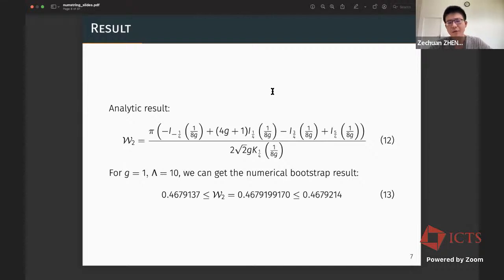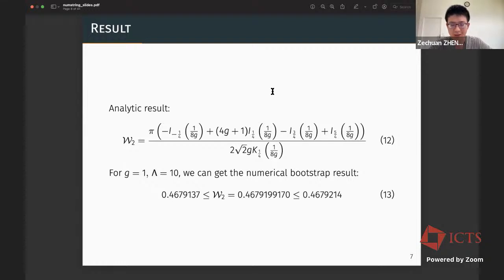For this simplest model, we have the analytical result for reference here. Everyone can get it by just typing the integration into Mathematica. And if you put g equals 1 and lambda equals 10, we can also get the bootstrap result. The number on the left-hand side is when we minimize W2 under the inequality, and on the right-hand side, it is maximize W2 under the inequality.